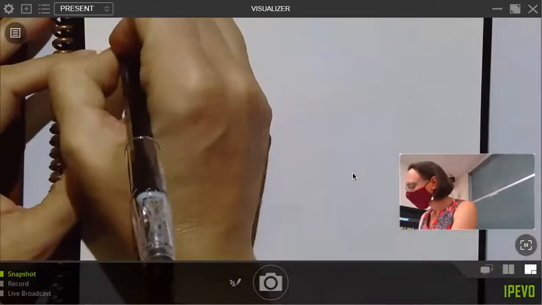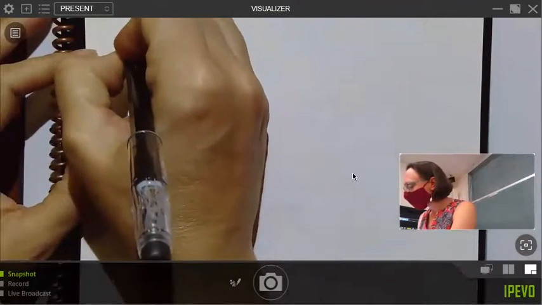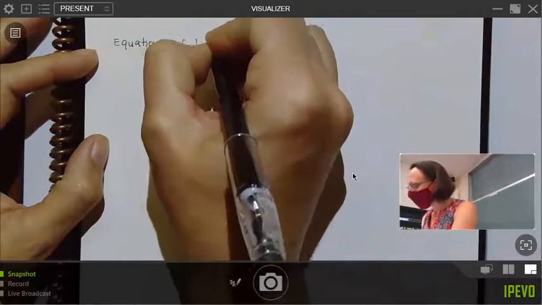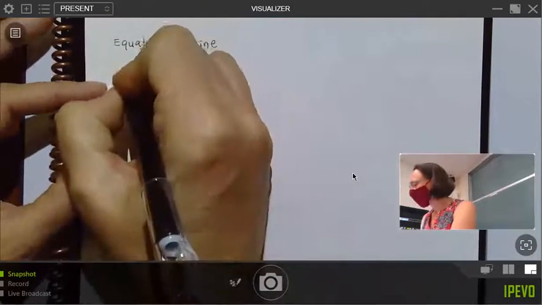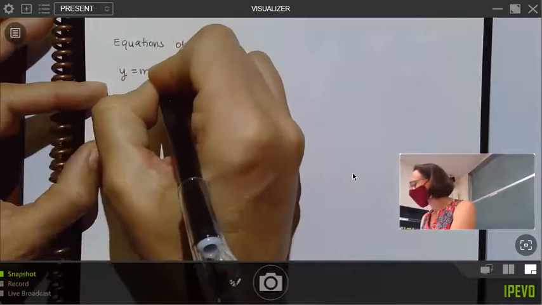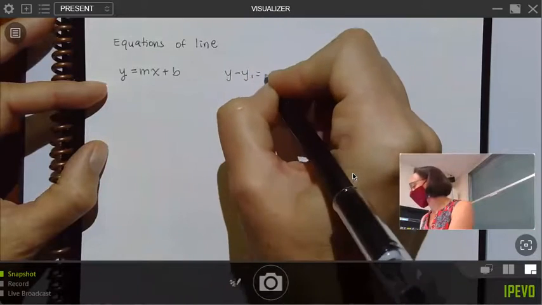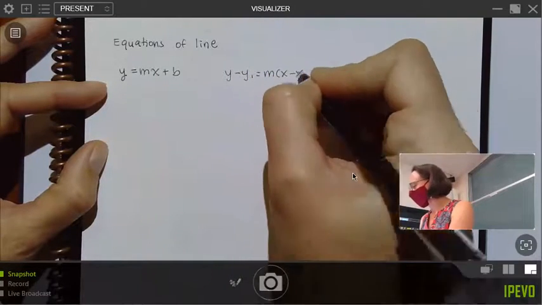The equation of a line that you will encounter, that you will see, that you will be expected to use. The two that we're going to work with the most often are y equals mx plus b and y minus y1 equals m times x minus x1.